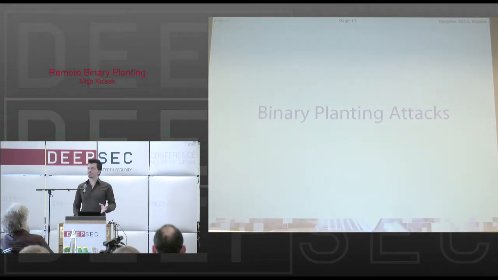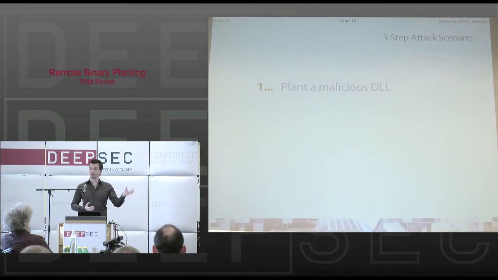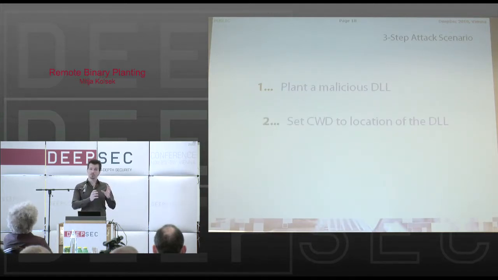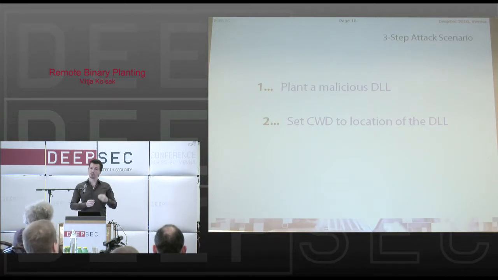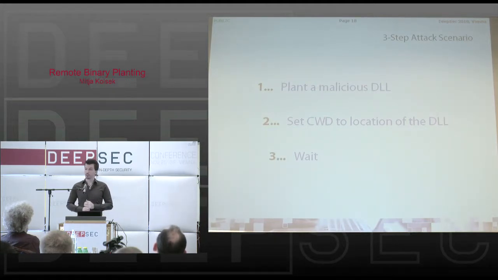So what does a binary planting attack look like? It's a 3-step attack. First of all, you're an attacker. You have to plant a malicious DLL to some location under your control. Let's say a remote Windows share. Second, you have to somehow get the vulnerable application on a user's computer to set the current working directory to the location of your DLL. That sounds tricky. And the last one is easy. You just have to wait for that application to actually load your DLL. Now, obviously, step number 2 is the critical one here.